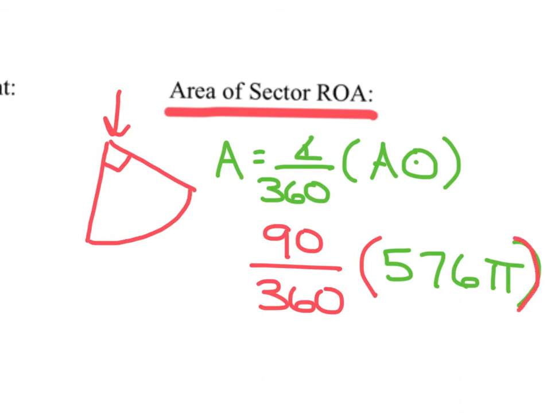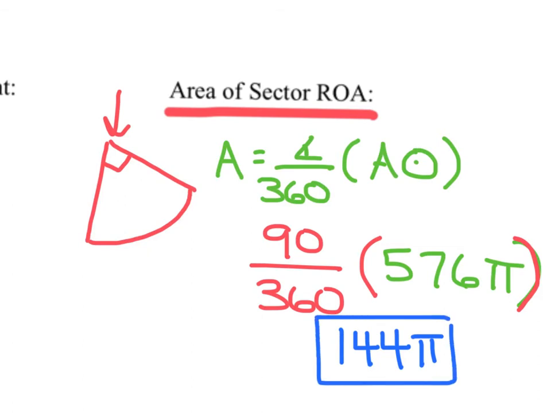So if you put that in your calculator, you guys, again, you could reduce 90 over 360 to 1/4. But you're going to do 90 divided by 360. You're going to get a decimal, which should be 0.25, times 576. Do not put in the pi yet. Okay, when you do that, you should get 144. Then tack on the pi. So the area of the sector is 144 pi.